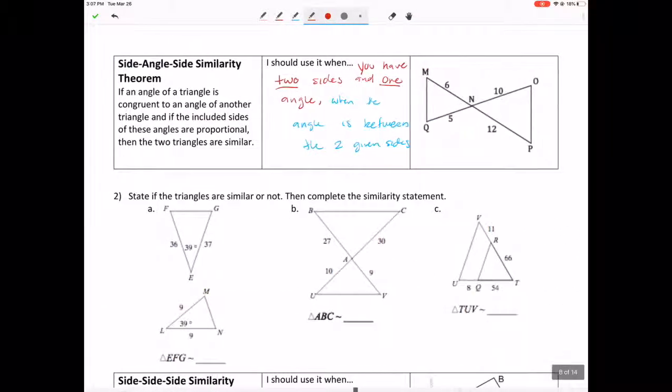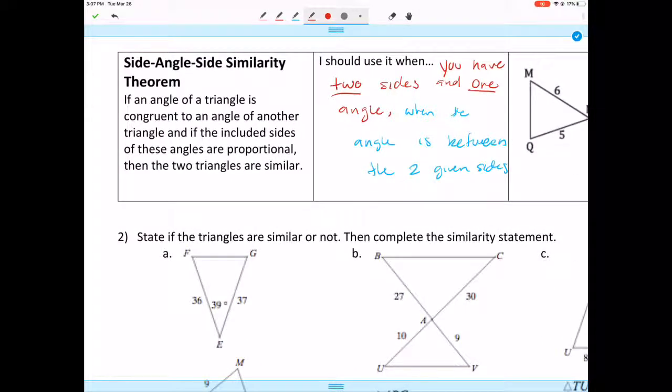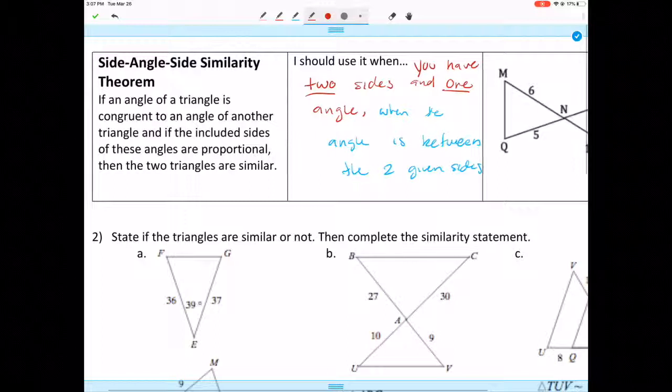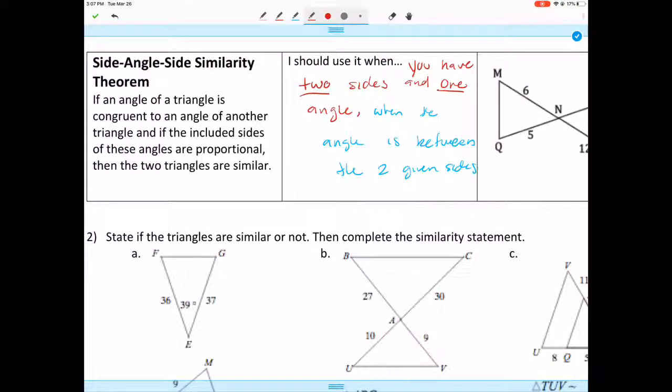All right, let's go to our next one. Side, angle, side similarity theorem. Okay, if any angle in a triangle is congruent to an angle of another triangle, and if the included sides of these angles are proportional, then the two triangles are similar.